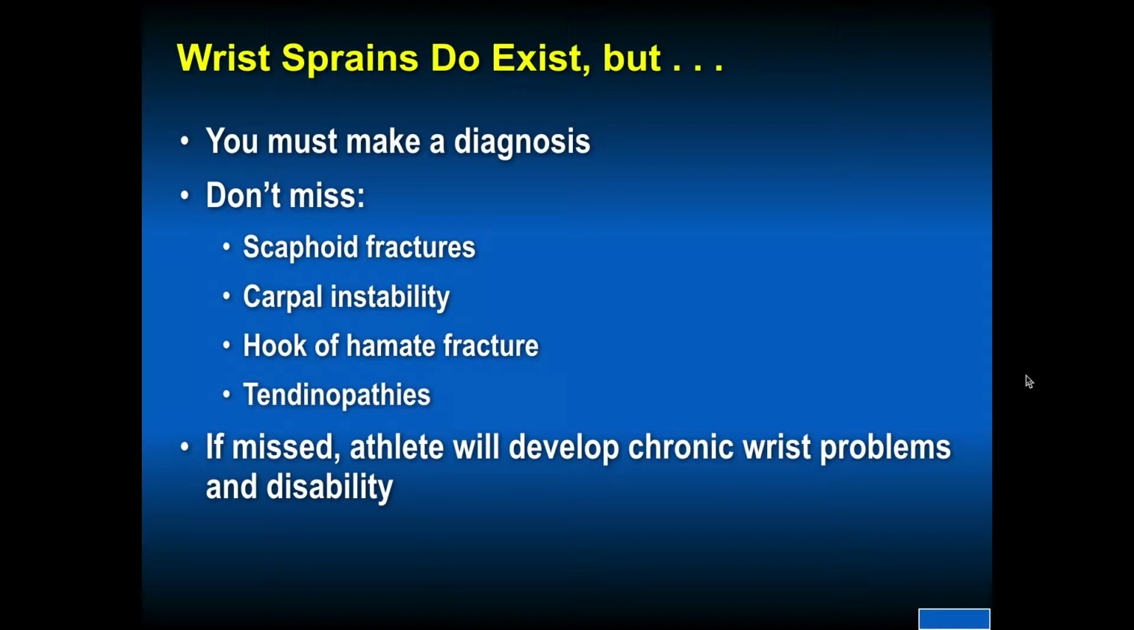Wrist sprains do exist. Don't miss scaphoid fractures, carpal instability, hook of the hamate. Certain tendinopathies are common in athletes, such as ulnar-sided wrist pain in a tennis athlete from extensor carpi ulnaris tendonitis. Weightlifters can have intersection tenosynovitis, de Quervain's first dorsal compartment. If missed, the athlete will develop chronic wrist problems and perhaps disability and inability to do work with the upper extremity.